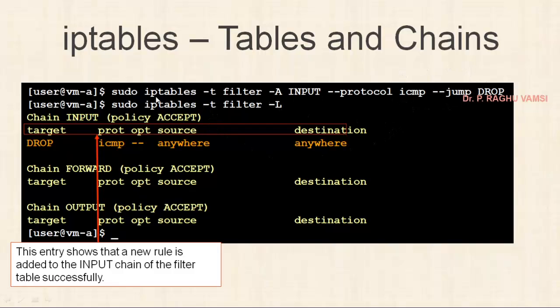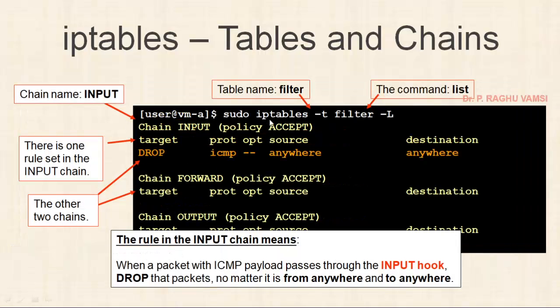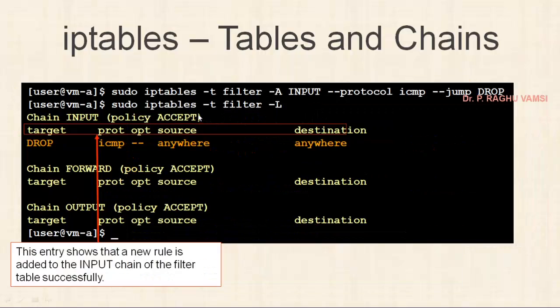And after setting this rule, you can list the rules like we did in the previous example, with sudo iptables -t filter -L. Thereby you will get the inserted rules in the iptables.